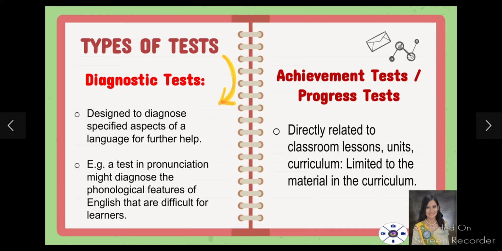So, next test is the achievement test or the progress test. This is directly related to classroom lessons, units, and curriculum, limited to the materials in the curriculum. It is administered at various stages throughout a course to see what students have learned. Achievement tests are generally administered at the mid and end point of the semester.